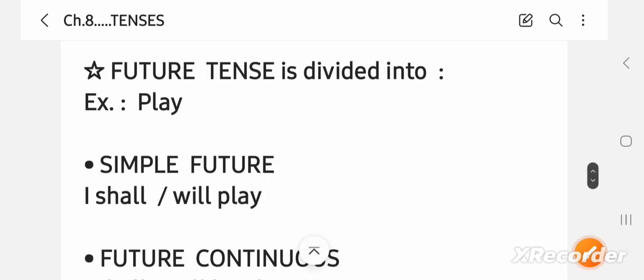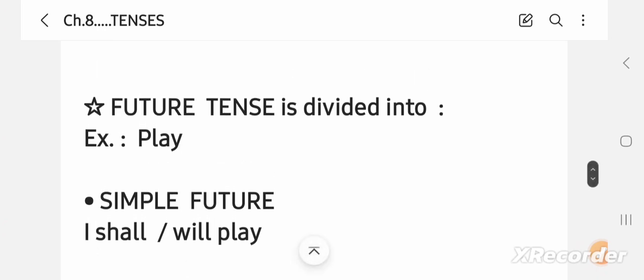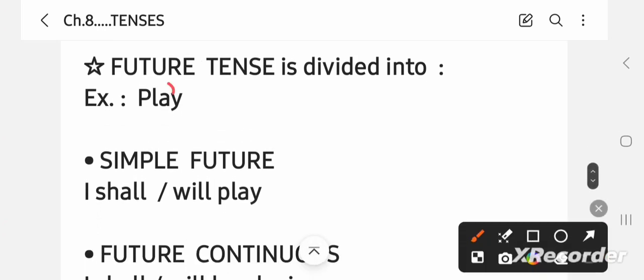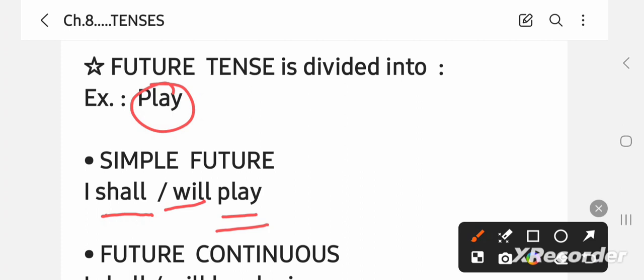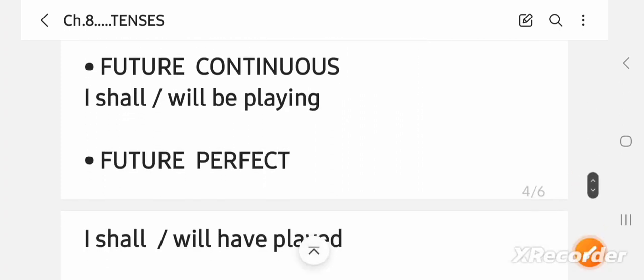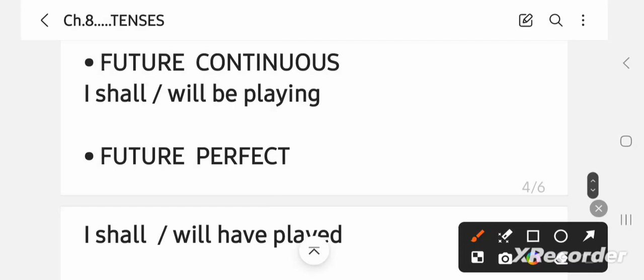Similarly, we'll see the future tense, again divided into 4 parts. Again we are taking the same verb, play. Simple future, I shall play, will play. Future continuous, I shall or will be playing.